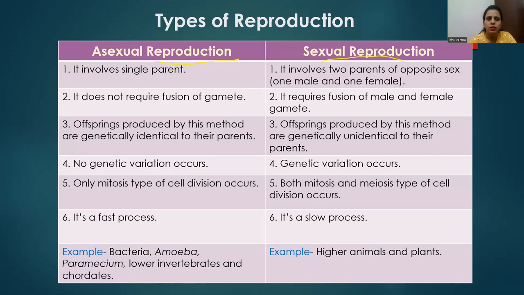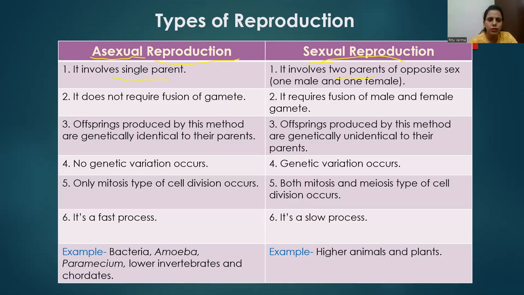Asexual reproduction, as the name suggests, means the process in which no different sexes are involved. No different sex means no different genders are involved. There is no male and there is no female. Only one single parent is present. So asexual reproduction involves a single parent. But sexual reproduction always involves two parents, and these two parents belong to opposite sex. That is, one parent is male and one parent is female.